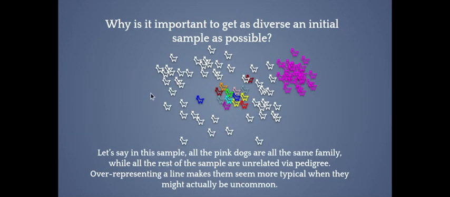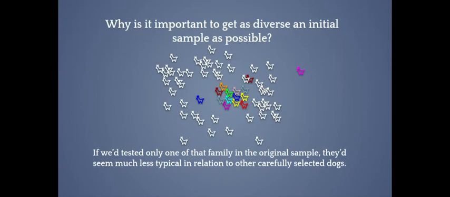So let's say in this sample here, all these pink dogs are all from the same family, while all the rest of the sample are unrelated via pedigree. Overrepresenting a line of dogs in the initial sample will make them seem more typical than they might actually be uncommon in relation to the rest of the population. If we tested only one member of that family in the original sample, you would see that they're actually very atypical or less typical in relation to other dogs that were carefully selected. So say none of the rest of these are actually siblings or related. You can see that that family is actually very atypical.